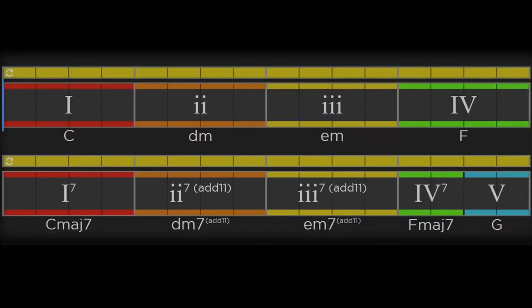Minor 7th chords are often paired with major 7th chords in progressions to provide a pleasing sound. You can also do the same with minor 7th add 11 chords. Here's an example of this. Listen to how different the first half sounds with only standard triads compared to the second.